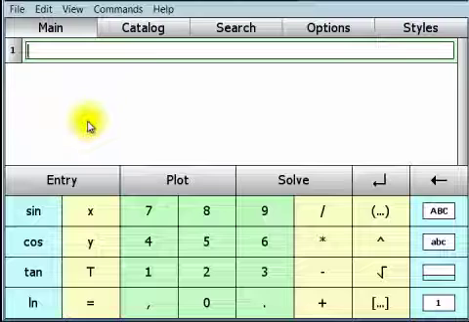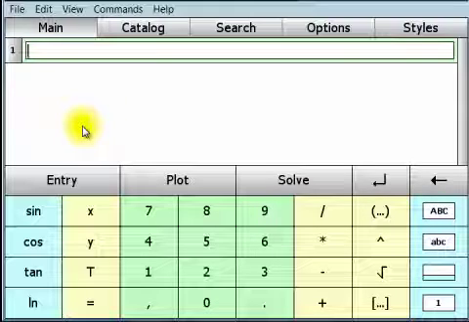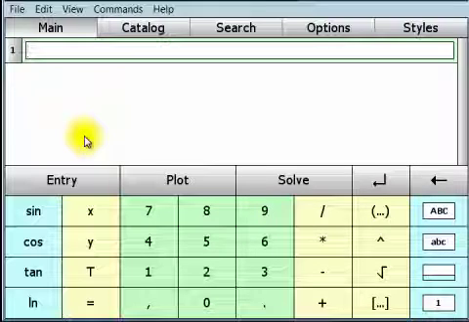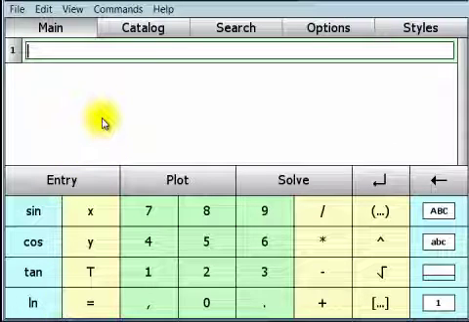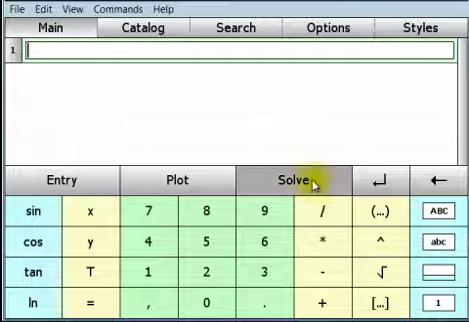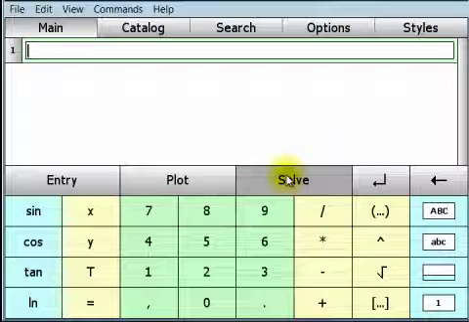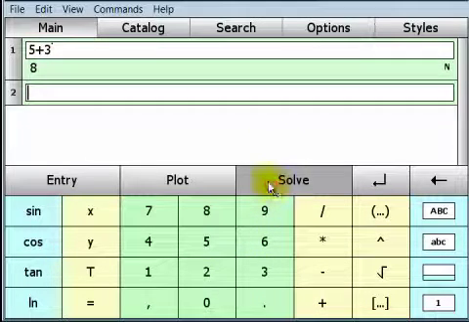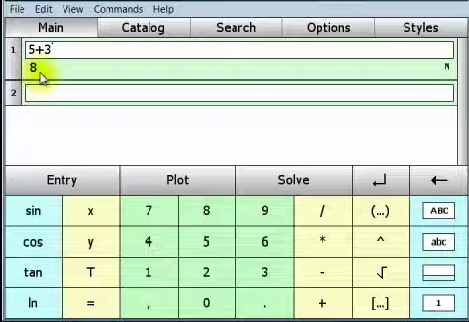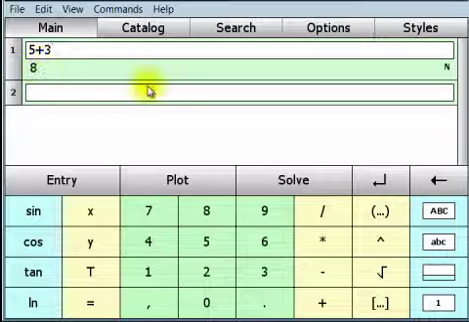We'll begin by performing some basic operations like addition, subtraction, multiplication, and division. Instead of hitting enter to produce an answer in spacetime, we use the solve button located at the top of the button pad. Let's go ahead and try this out. Let's enter 5 plus 3, and instead of hitting enter, we'll hit solve. Notice that the answer is 8, just as we would expect.